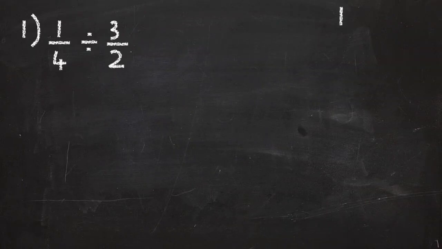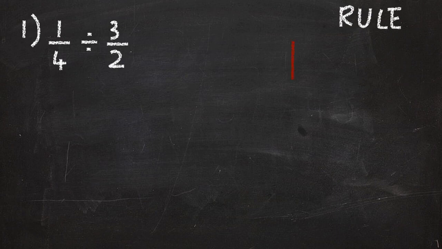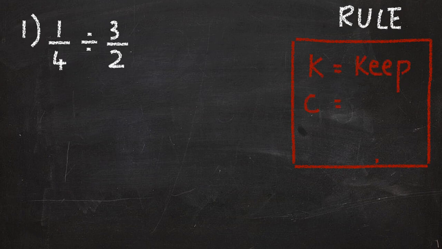So our first example is 1/4 divided by 3/2. The rule to remember when dividing fractions is keep the first fraction, change the sign, and flip the second fraction. So we keep 1/4 as it is, we change the divide to a multiply because it's the opposite, and we change our second fraction upside down, so it'll be 2/3.